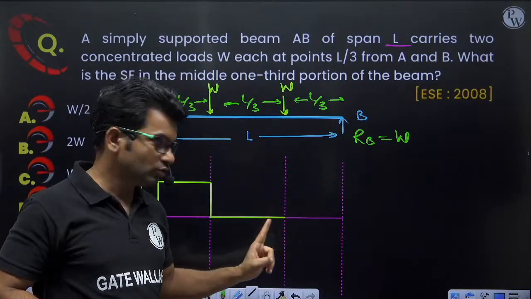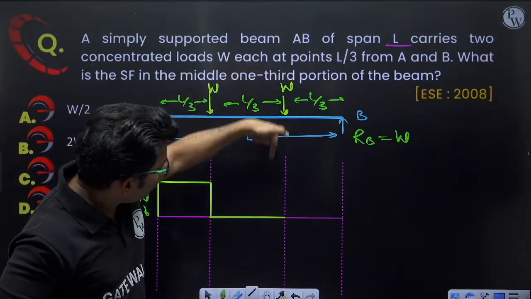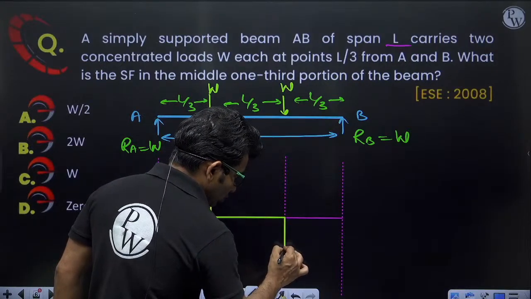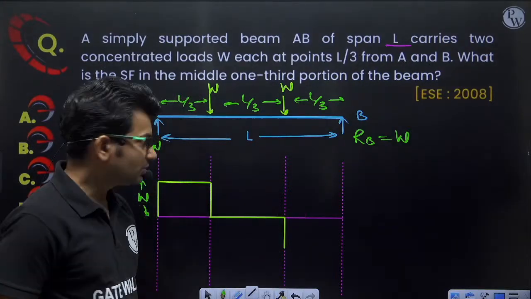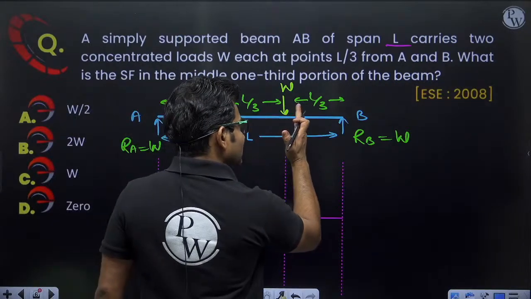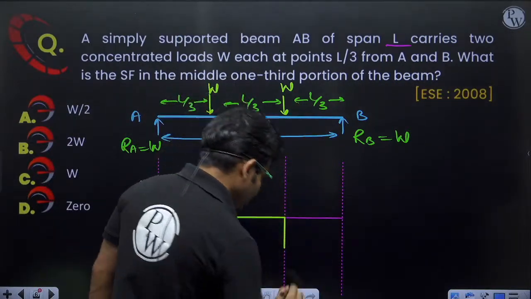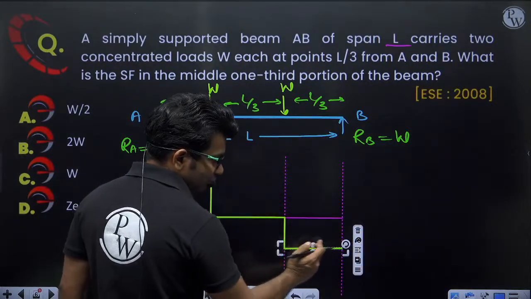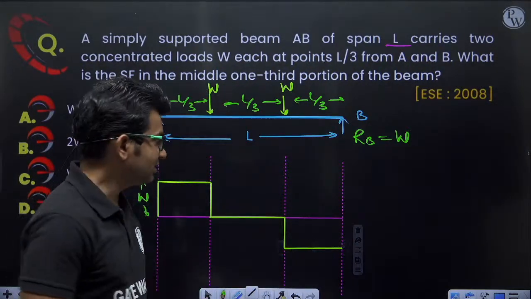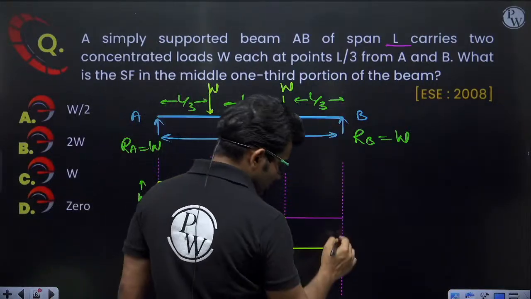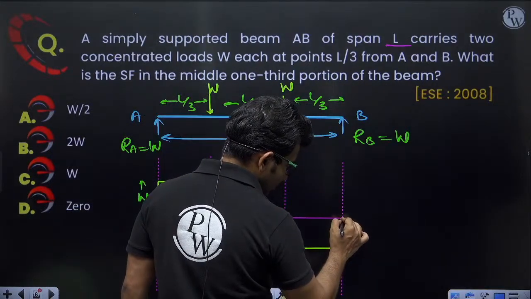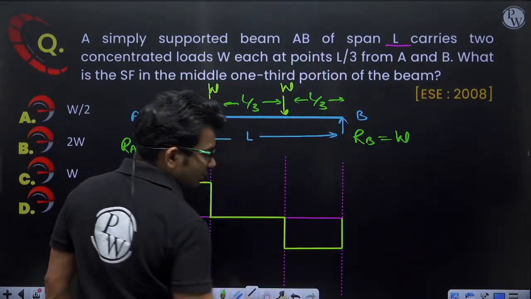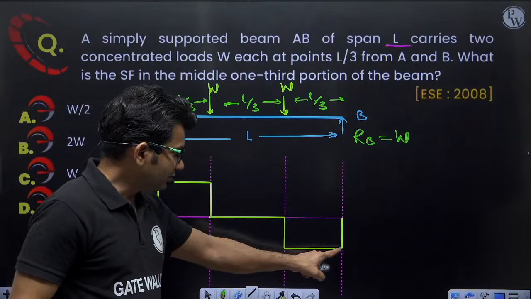so it will remain constant at 0. Then because of this downward loading W, we will be getting again a drop of magnitude W here. Then again in this region, because of no loading, there is no change in shear force, so shear force will remain constant at -W, and here it will shift. Because of this loading, it will rise again by an amount W, so it will become 0.